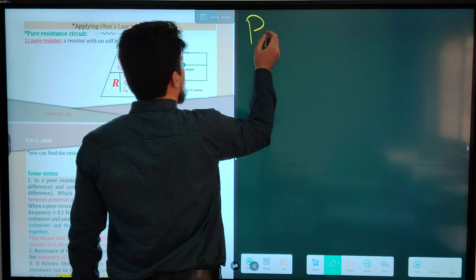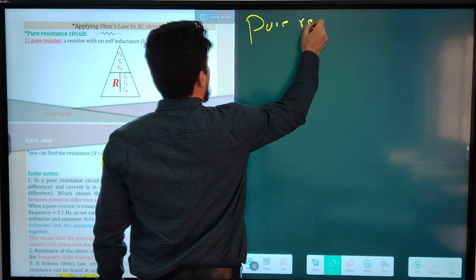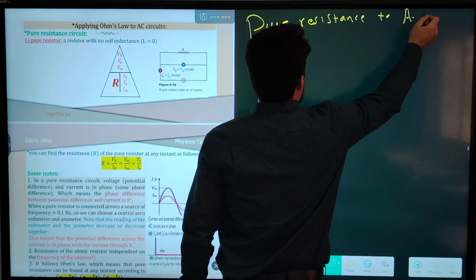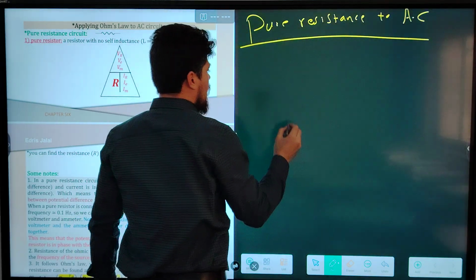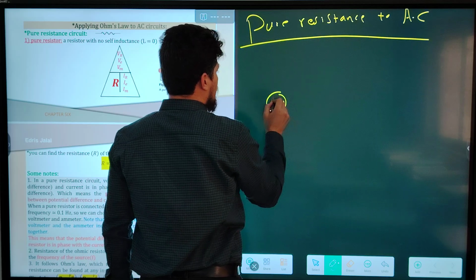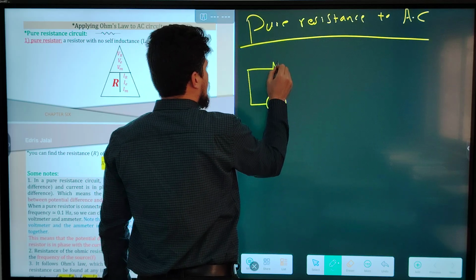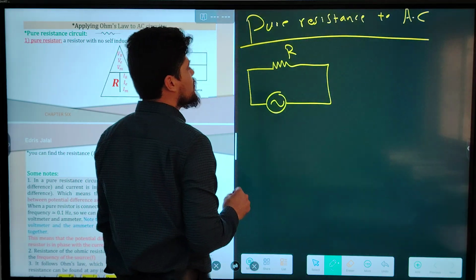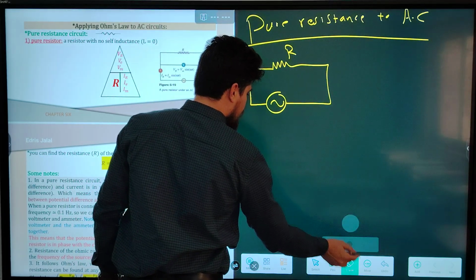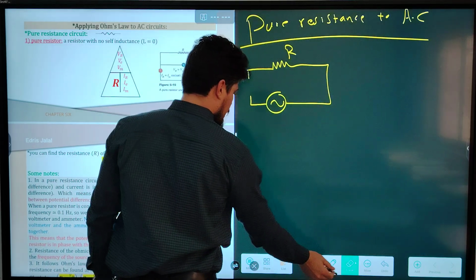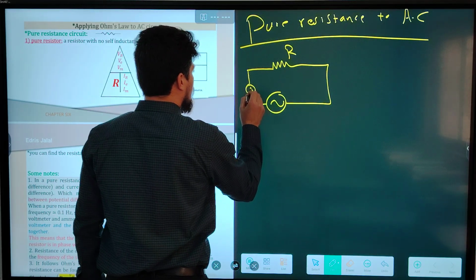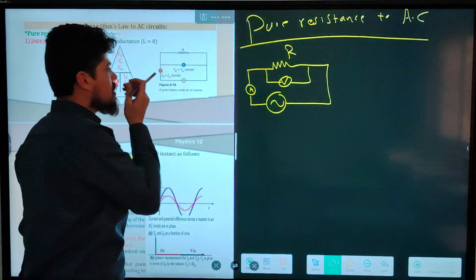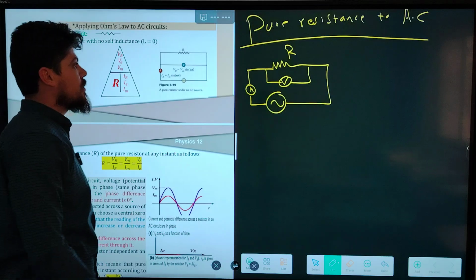Pure resistance to AC circuit. We have to connect an AC circuit. This is the AC source with a resistor. This is the resistor. This resistance is pure resistance, okay? And we have an ammeter for measuring current, and we have a voltmeter for measuring potential difference across the resistor.